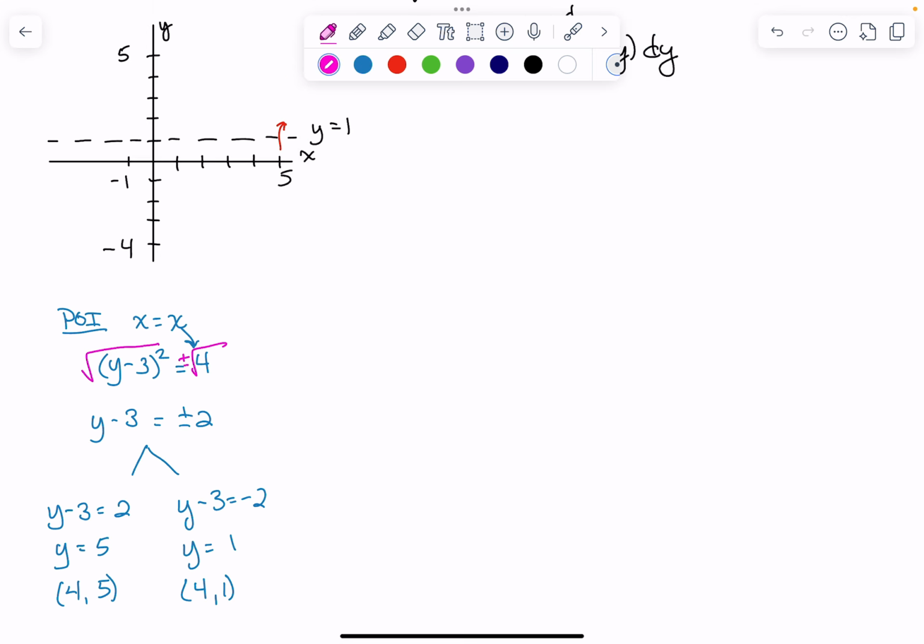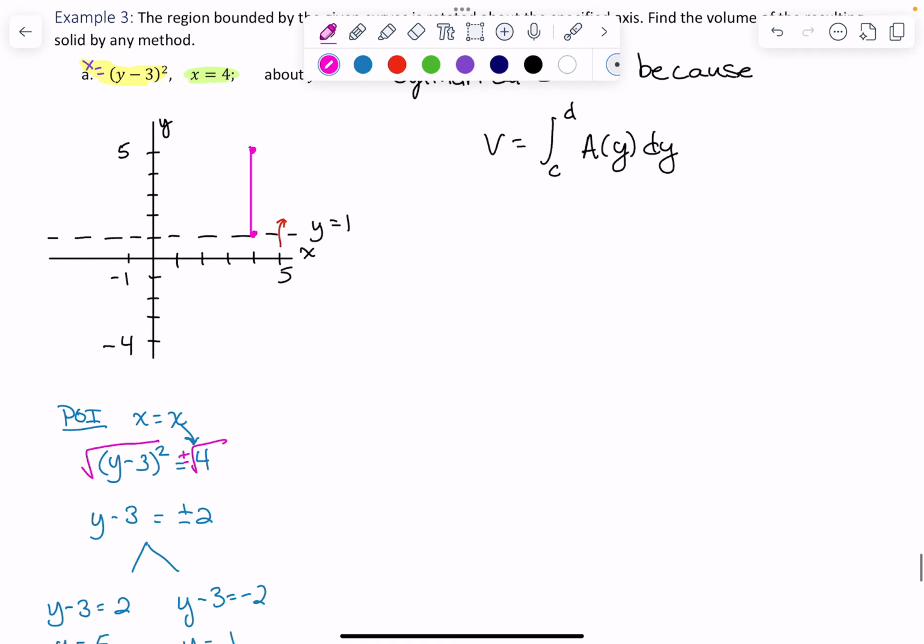So let's go ahead and pop those on there. I have one at (4, 5), so I have one way up here. And I have one at (4, 1), right here. I do have that x equals 4 line right about here. Okay, so this is x equal to 4.